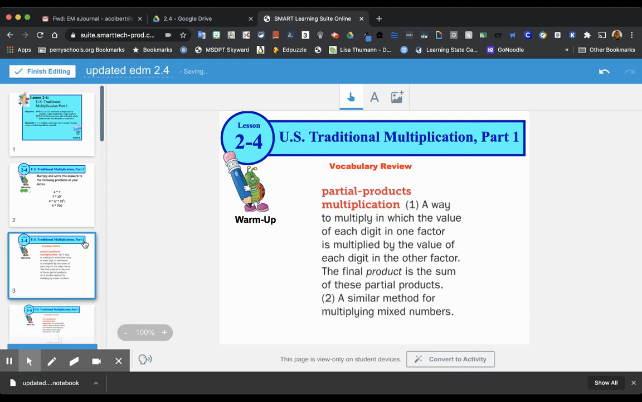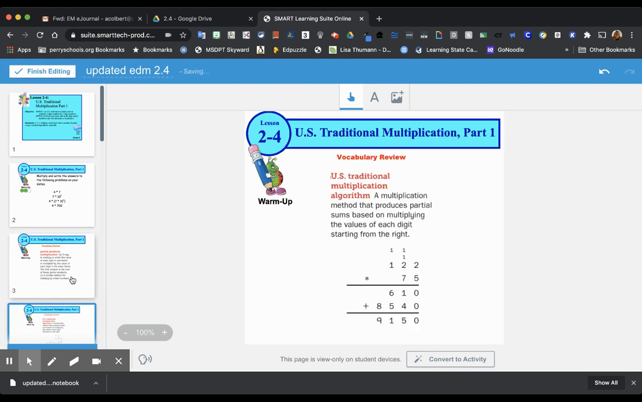Some vocabulary that we need to know is partial products multiplication. Remember that this is a way in which the value of each digit in one factor is multiplied by the value of each digit in the other factor. The final product is the sum of all these partial products. A similar method is used for multiplying mixed numbers. So partial product is where you take the different parts, the different place values, and multiply them.